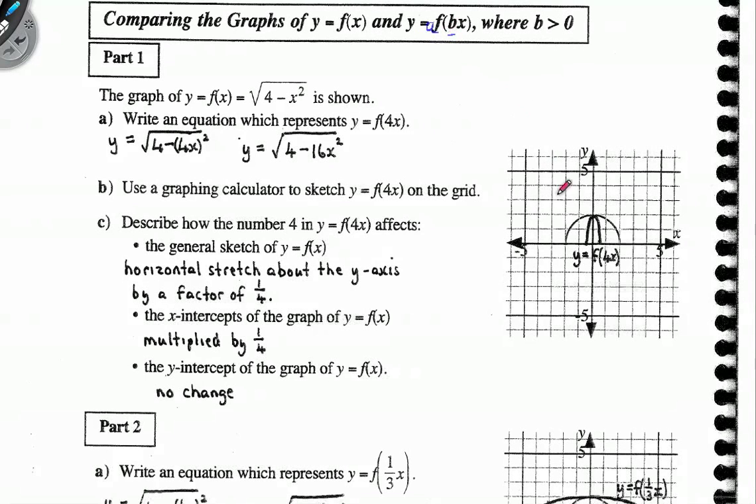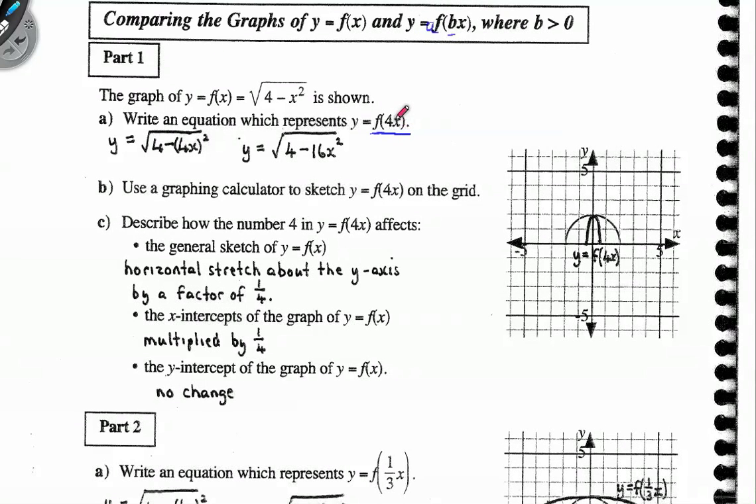You can see what's happening to the original graph here. This new graph is actually being compressed. The invariant point here, the one that's not moving, is on the y-axis. So the example they're giving us here is again the same semicircle, and write an equation which represents y equals f of 4x. So what does that mean?